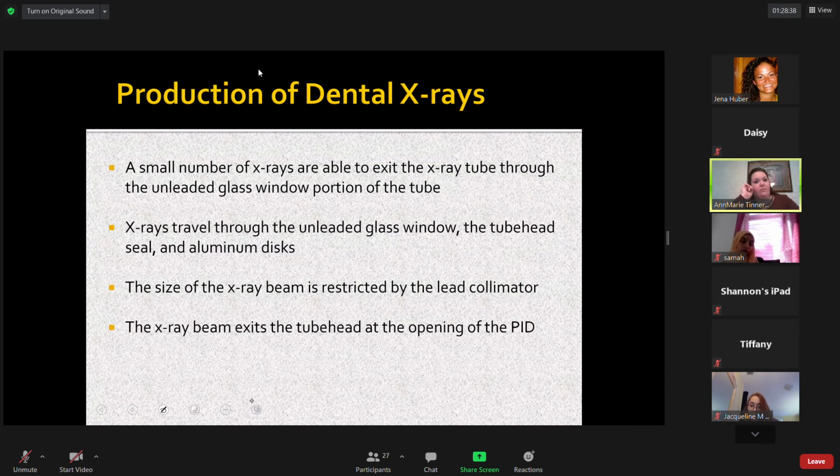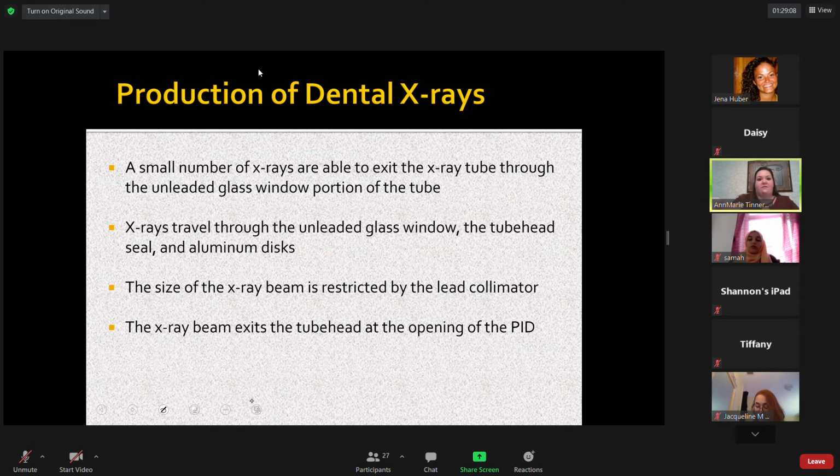Okay, a small number of X-rays are able to exit the tube head through your glass window. The glass window again has your cathode and your anode. X-rays then travel through that unleaded glass window, the tube head seal, and the aluminum disc, which we talked about. The size of that X-ray beam is being restricted by the lead collimator. And the X-ray beam exits the tube head at the opening of the PID.